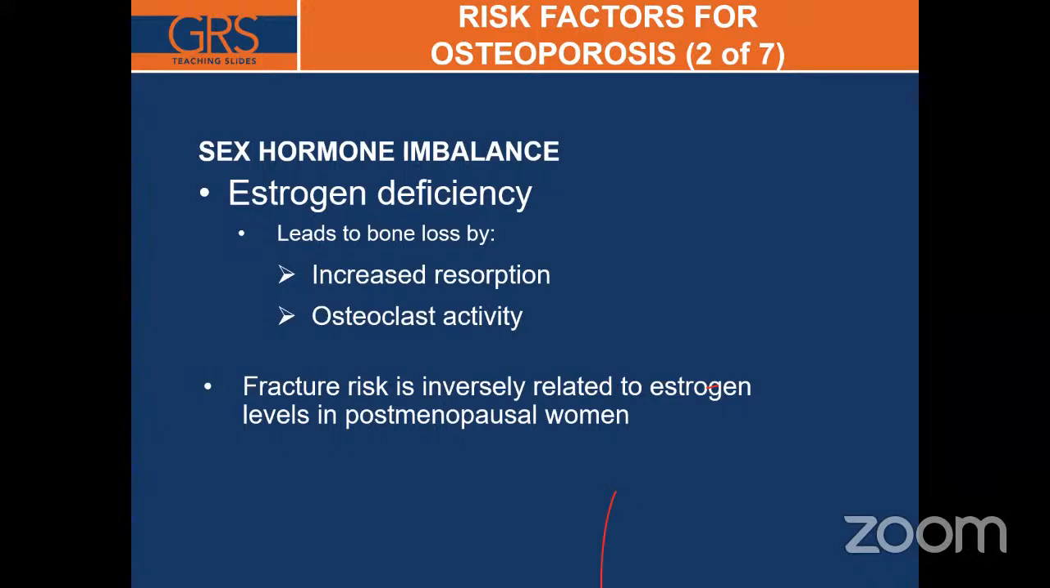In men, bioavailable testosterone and estrogen decrease with aging due to an increase in sex hormone binding globulin. Approximately half of men over the age of 70 years have bioavailable testosterone below the normal reference range of young adults. Fracture risk is inversely related to estrogen levels in postmenopausal women. We will talk about the hormonal changes of men in more detail in a few slides.